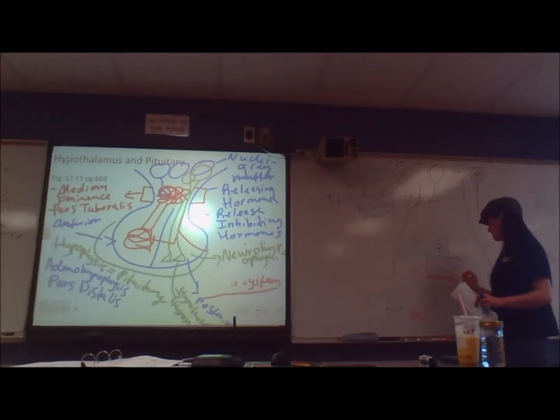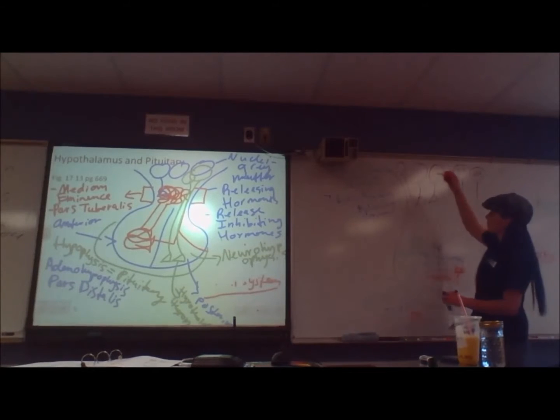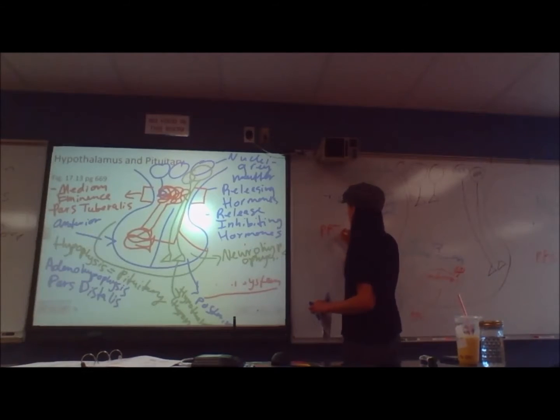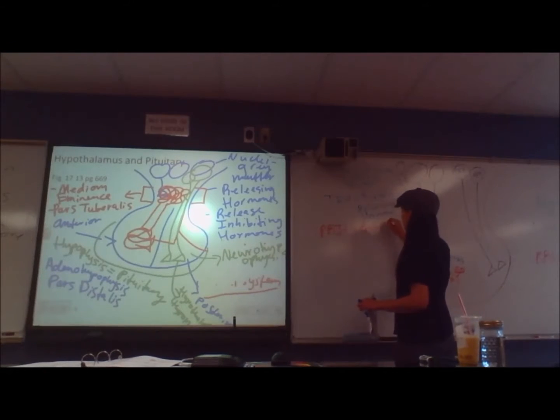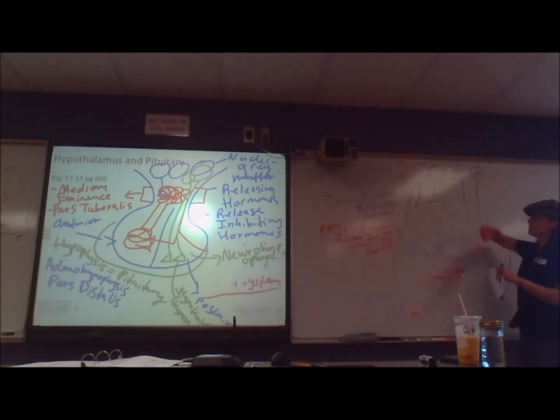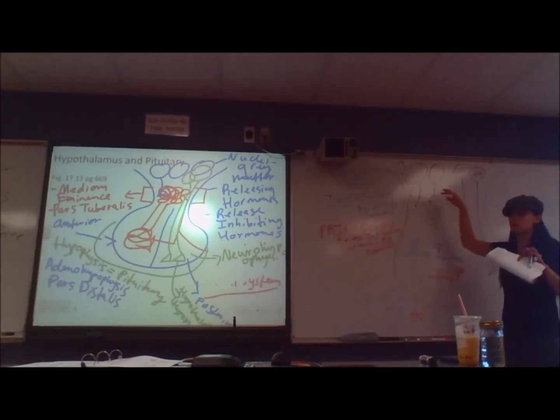And lactotropes are actually under inhibition most of the time. And they've got a receptor for the modified amino acid dopamine. Dopamine is prolactin release inhibiting hormone. So prolactin release inhibiting hormone is dopamine. And so dopamine is being released from these hypothalamic neurons into the median eminence all the time under normal circumstances.